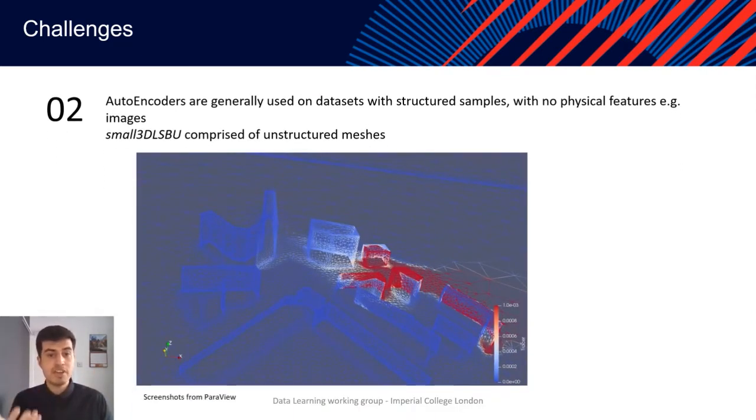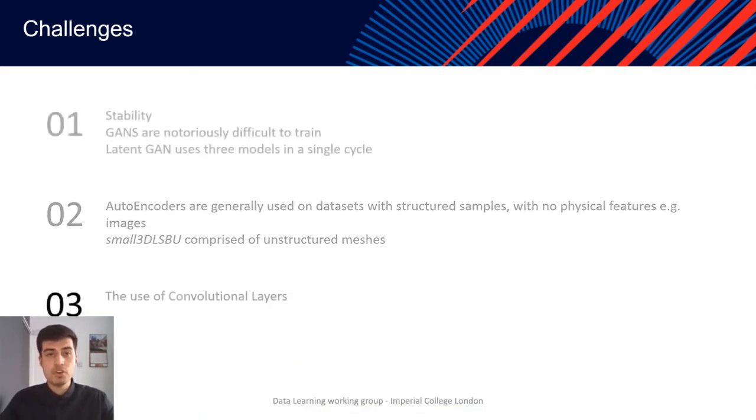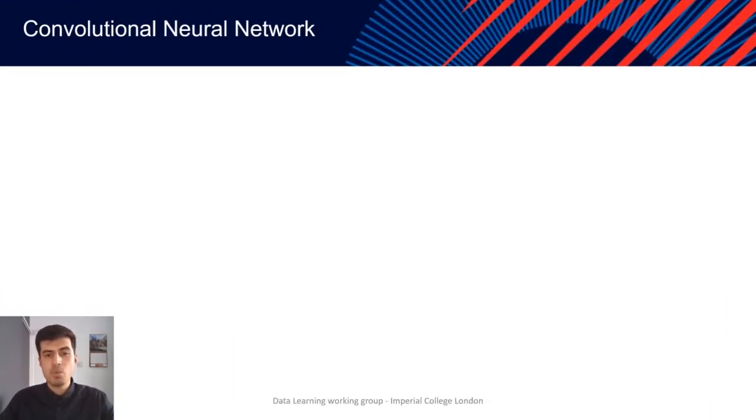This is because the area of interest is in the centre where the tracer source has been placed, as well as its interactions with the buildings. This is something we'll need to bear in mind when training. And lastly, the use of convolutional layers. Let's quickly look at what convolution is.